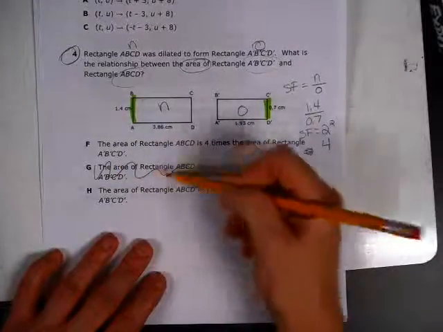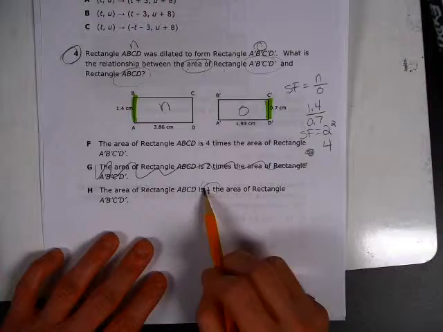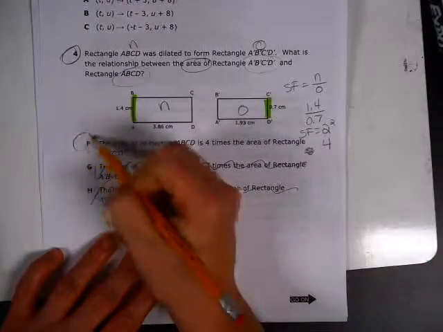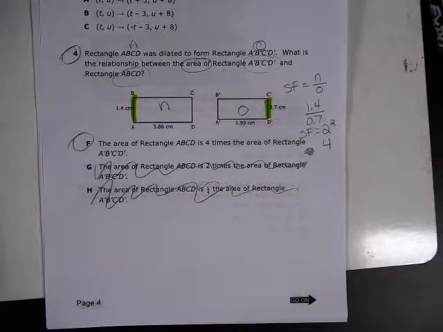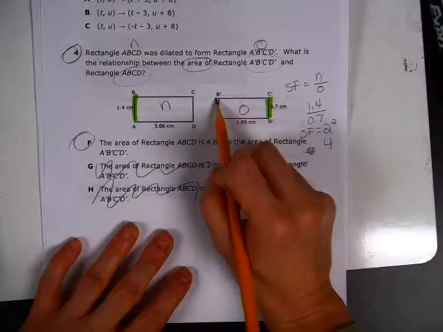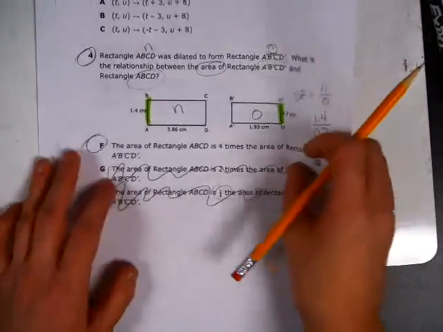Well, this one talks about 2, so that's out. This one is talking about 1/4 and not what I want. So F is my answer. Okay? But this one was tricky because we usually say prime is the new one, but it's not. They purposely switched it on you.